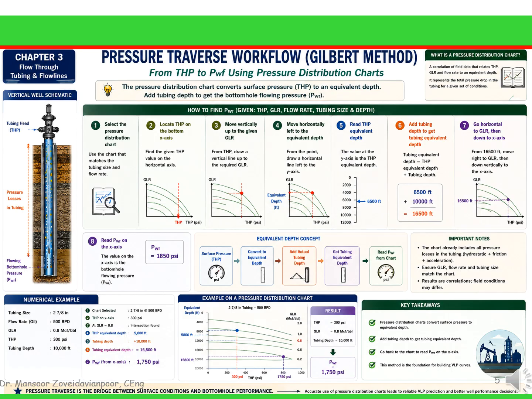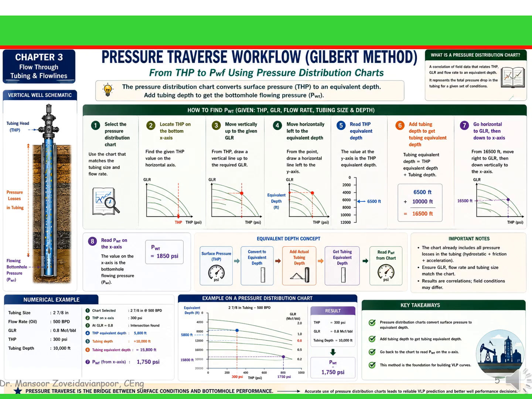So far, we've learned that pressure is continuously lost as fluids travel up the tubing. But here's the challenge. We can measure the tubing head pressure at the surface. We cannot directly measure the flowing bottom hole pressure every time we analyze a well. Yet that bottom hole pressure is exactly what we need to build the VLP curve and perform nodal analysis. So how do we determine it?